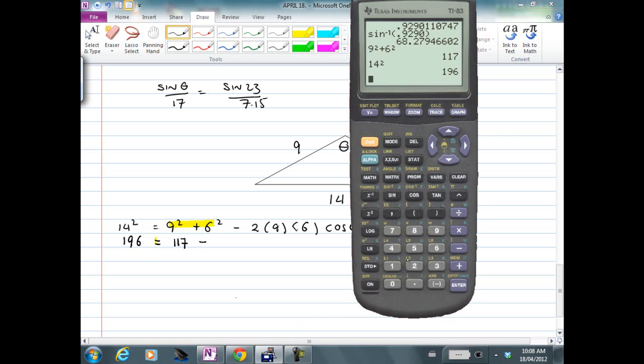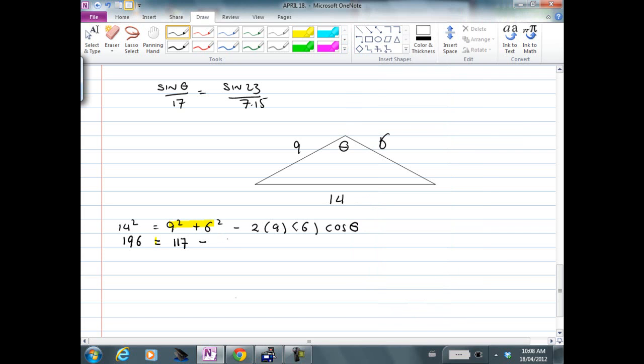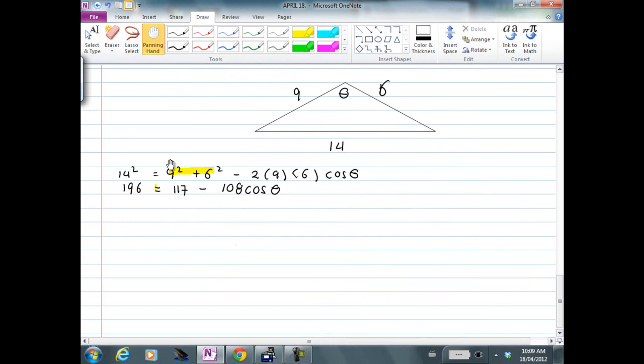Again, I like to do it slowly. A lot of you will try to do this in one shot and you can make errors. That's minus 108 cos theta. See what I did? I take it very simple, very nice and slow. No tricks. Now, I'm going to pause it and see who can isolate for theta. Who will make mistakes? Some of you will say, Miss, I'm going to go 117 minus 108. You cannot do that. You got to move the 117 over first.